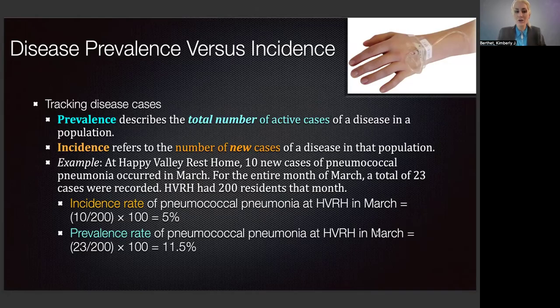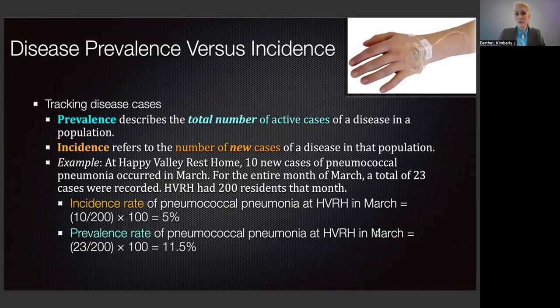Let's go ahead and look over this example here. So it's this example at Happy Valley Rest Home, 10 new cases of pneumococcal pneumonia occurred in March. For the entire month of March, a total of 23 cases were recorded. HVRH had 200 residents that month. That's Happy Valley Rest Home, HVRH. So let's go ahead and do some math here. We have incidence rate and prevalence rate.